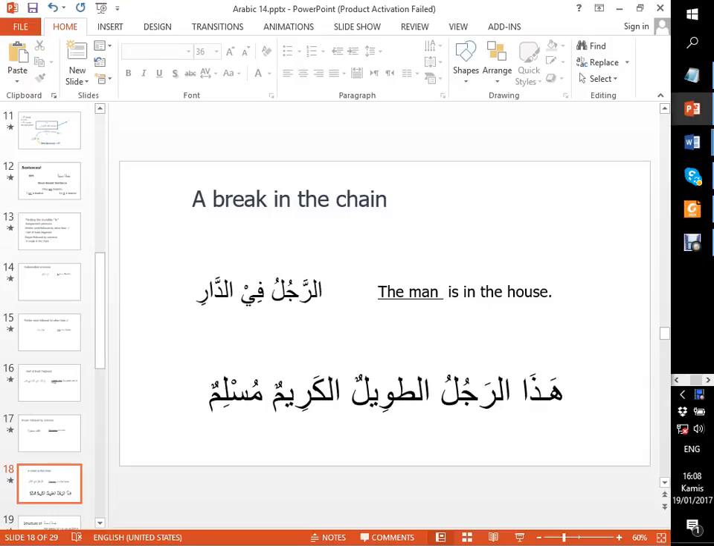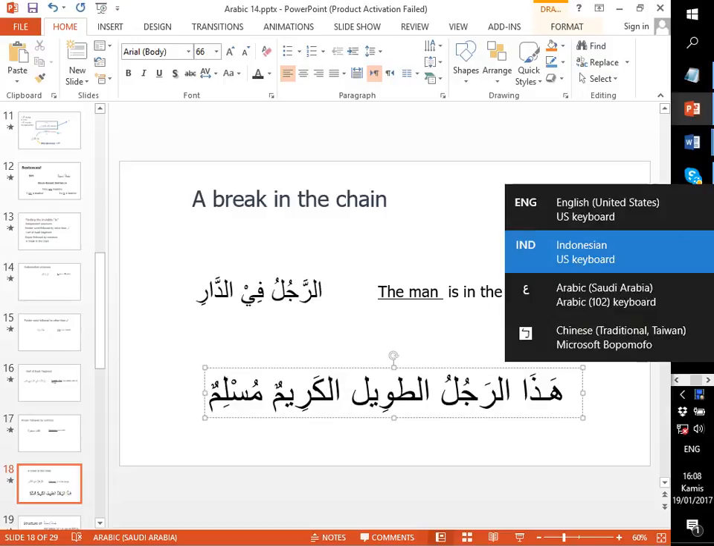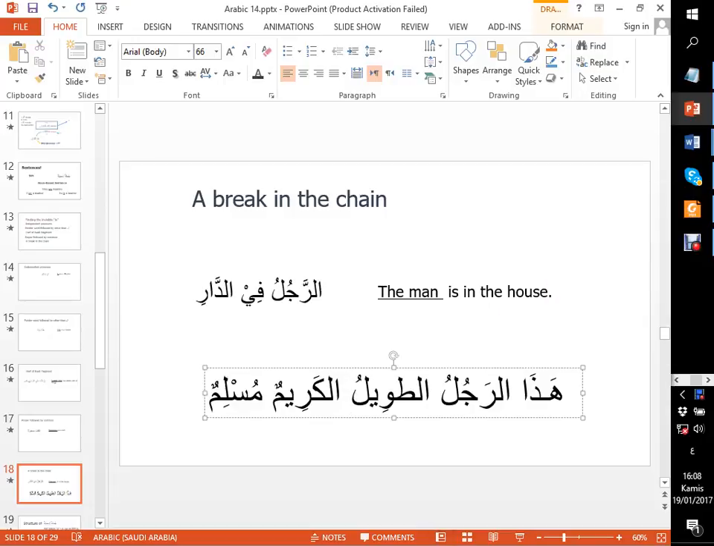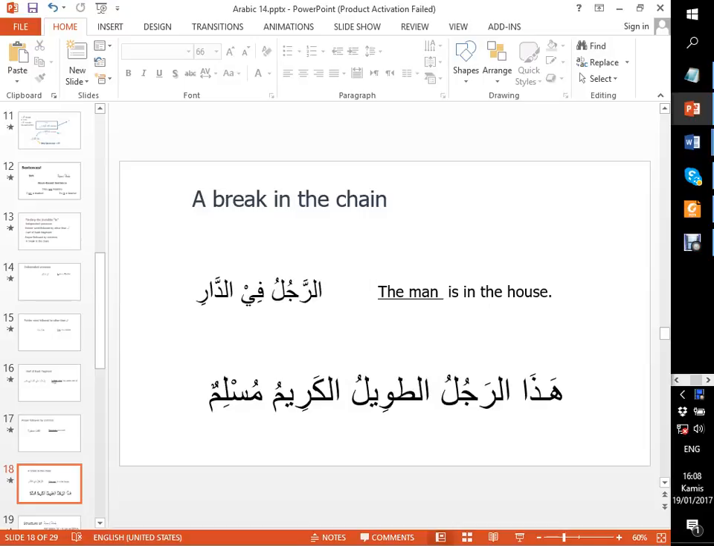rajulu tawilu karimun muslim. Okay, this is wrong. I forgot to change. Okay, so hada is the pointer word. So if hada meets ar-rajul, what is this? Hada rajul, yeah, it's fragments. And how about ar-rajul tawil? Yeah, mawsuf sifat, and al-karim is also mawsuf sifat. So the mawsuf will be ar-rajul, the sifat will be al-tawil and karim.